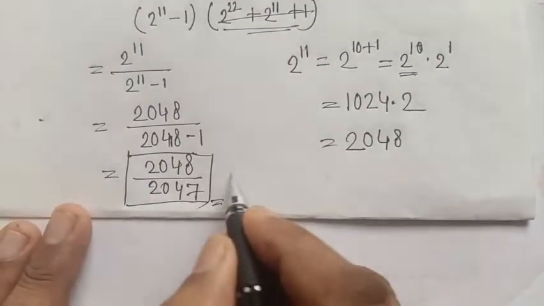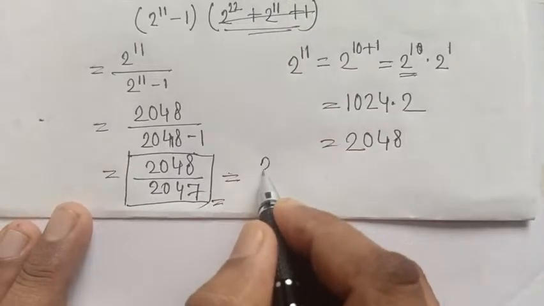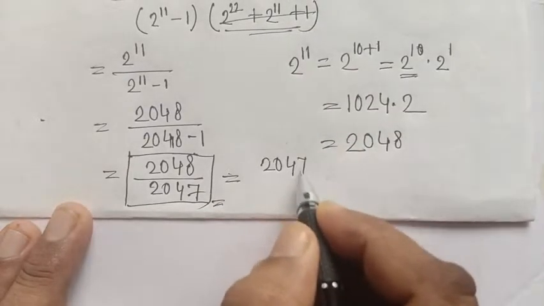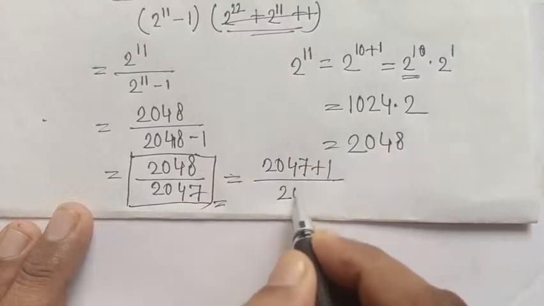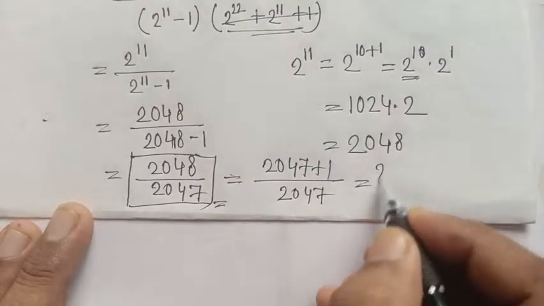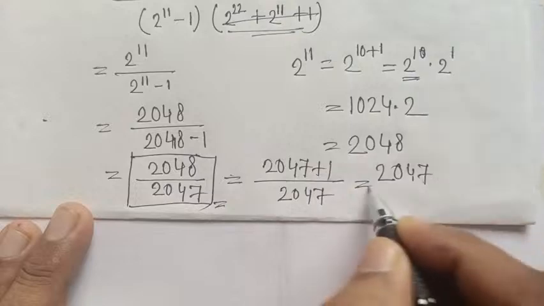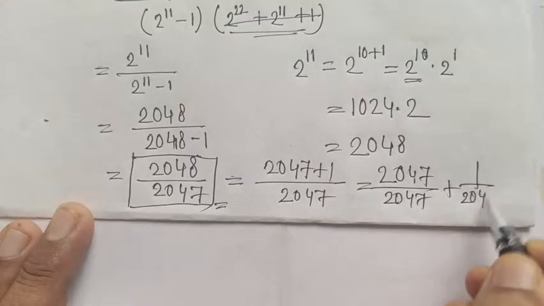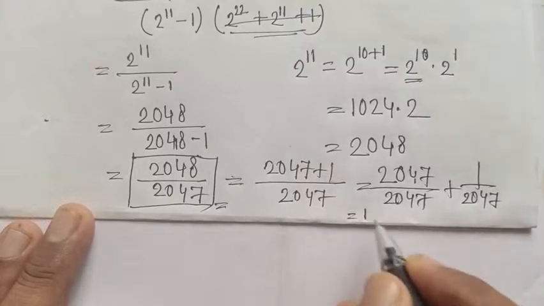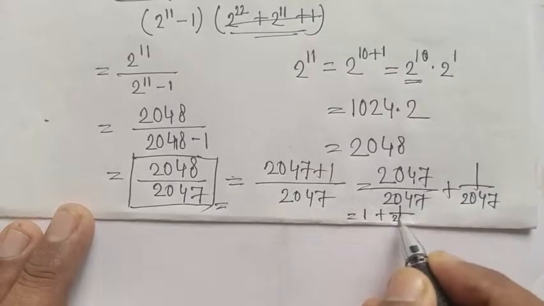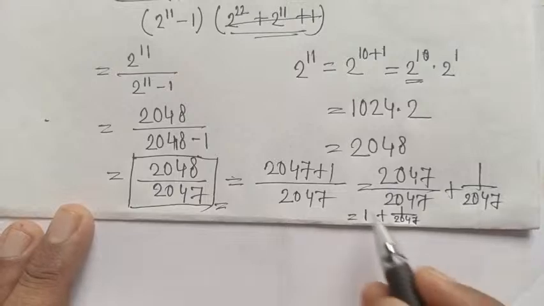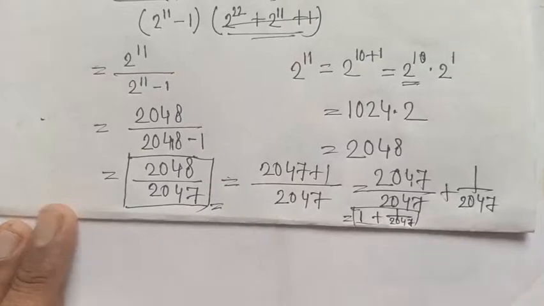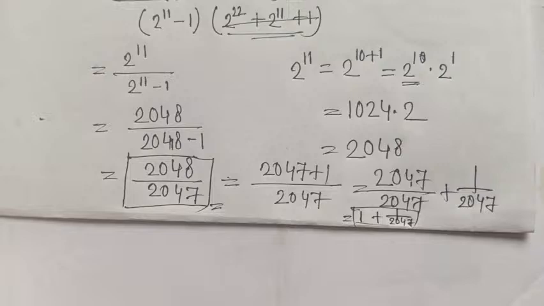1048 plus. We can express this as 2047 plus 1 by 2047. If we write 2047 by 2047 plus 1 by 2047, now we can write that as 1 plus 1 by 2047. So we can express it like this also. So the value of the expression is 1 plus 1 by 2047.